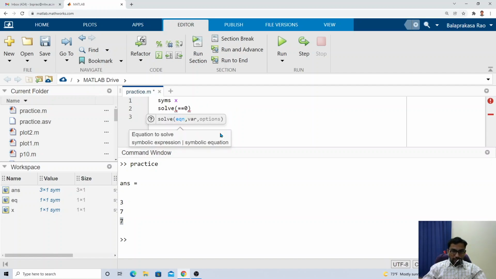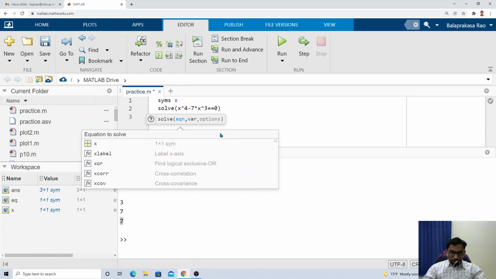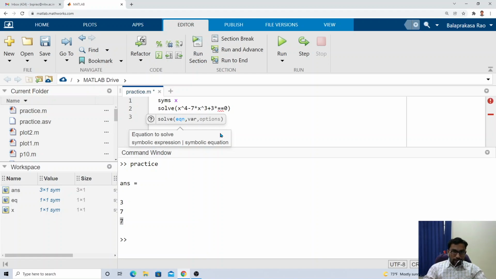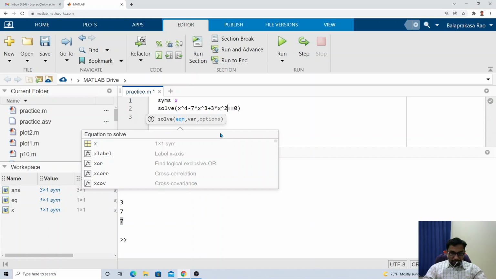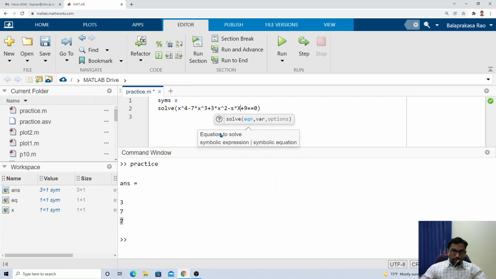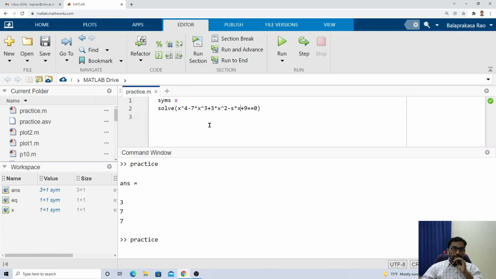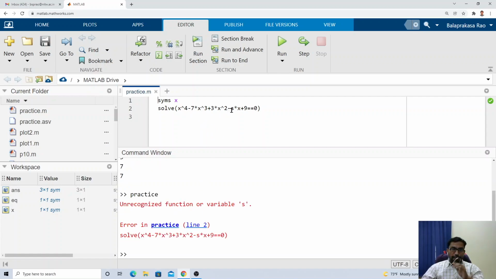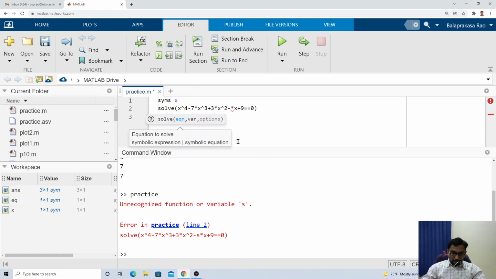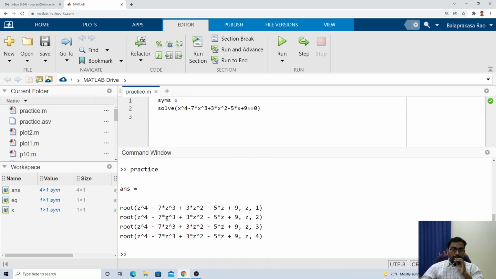Rather than this, you want to give some x power 4, let us say x power 4 minus 7 times x cube, plus 3 times x square, minus 5x, plus 9 equals to 0. So this should be small. Now let us say you want to solve this, you want to find roots of this equation. This looks somewhat complicated. This should be 5x plus 9 equals to 0. You see, these are the roots of the equation. We will find all the roots of the equation.